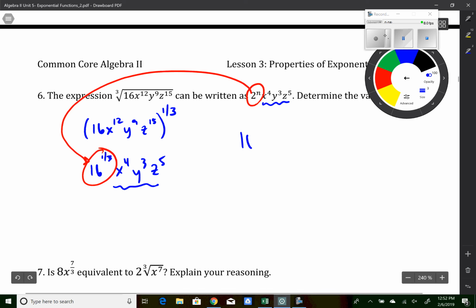So 16 is really 2 to the 4th power. So I can make 16 to the 1/3 the same thing as 2 to the 4th to the 1/3, which becomes 2 to the 4/3.